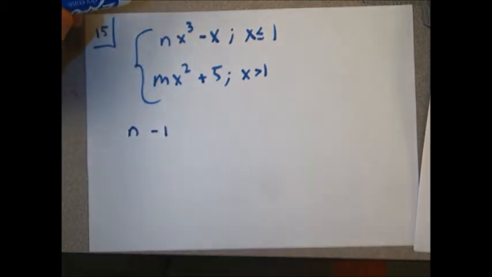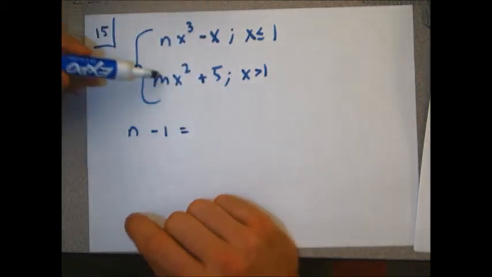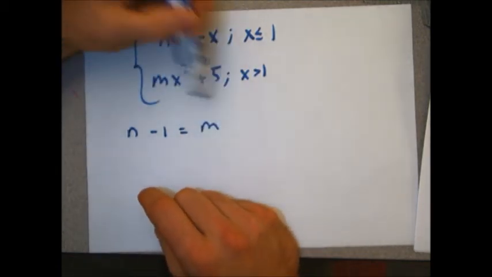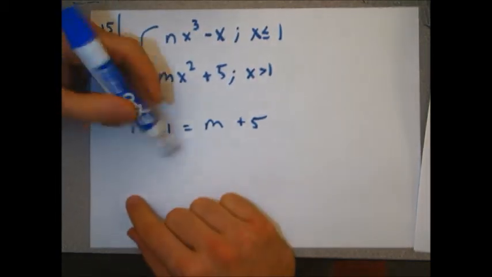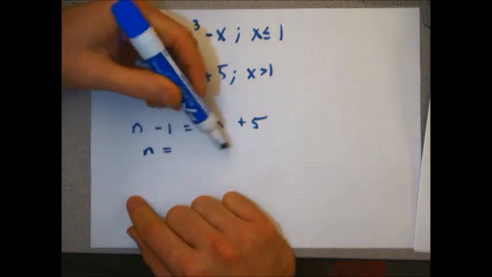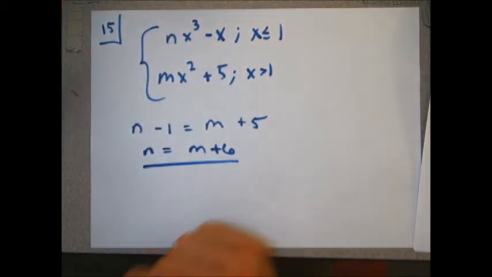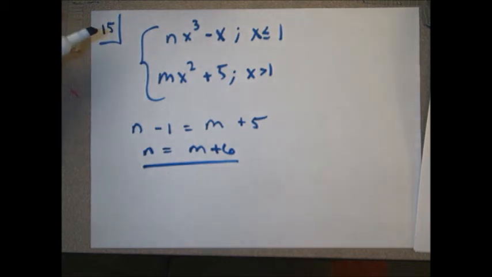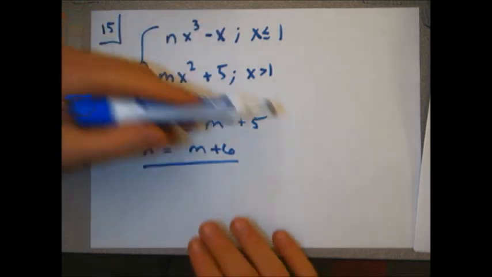If it's differentiable everywhere, it should also be continuous everywhere. So let's see if that takes us anywhere. N minus 1 is equal to m, plugging in 1, plus 5. If we solve for n, n is equal to m plus 6. So that's a start. Let's see, what could we do with that? N is equal to m plus 6. We don't have anywhere yet to plug it in.